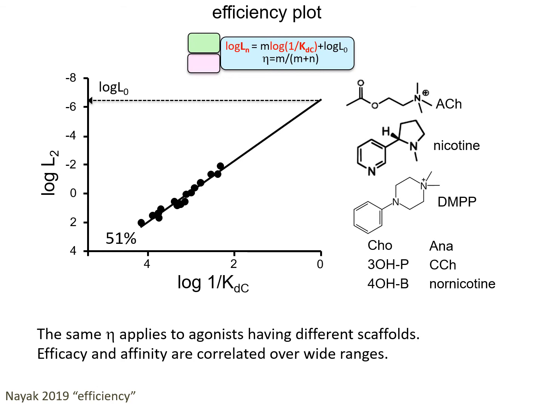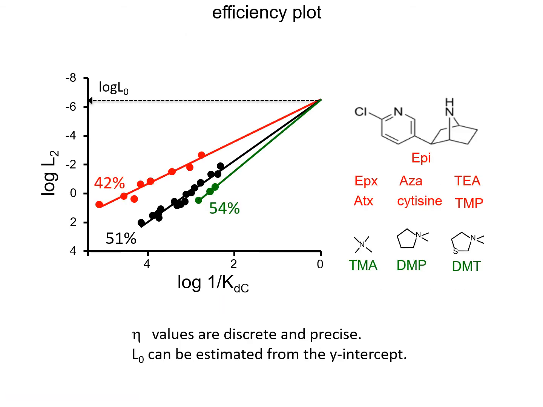And this plot also shows that the correlation between efficacy and affinity takes place over a wide range. The x-axis here is energy in, that's affinity, and the y-axis here is energy out, that's efficacy. So over several orders of magnitude in each, the correlation holds for these 9 different agonists. Here's 10 more that were plotted on this plot.